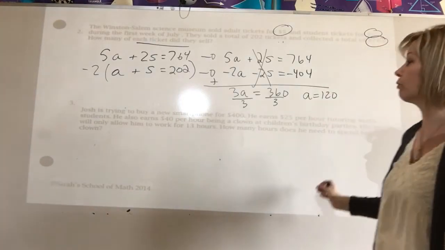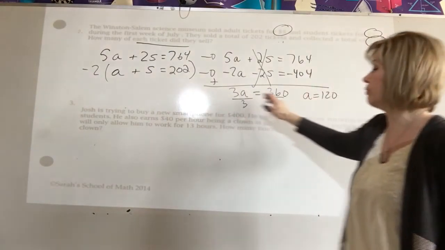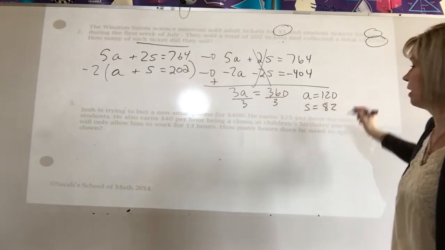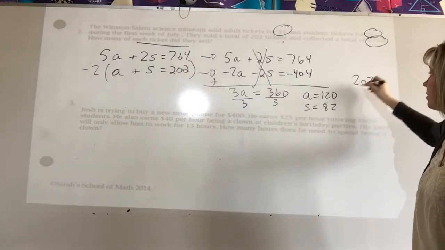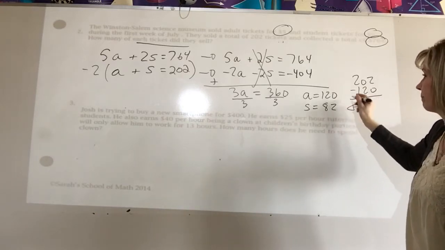And if you think back to the original, you know there's 202. So 202 minus 120, s has to equal 82. So just take the total, 202, minus the 120, and you'll get the 82.